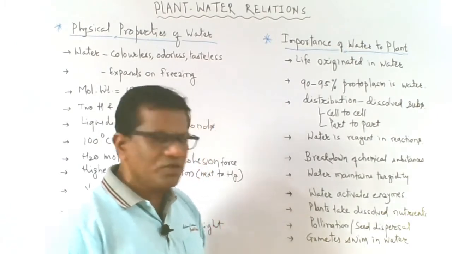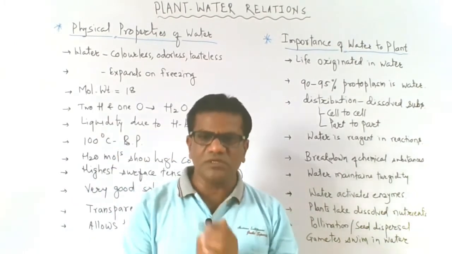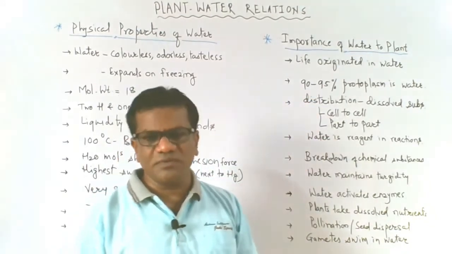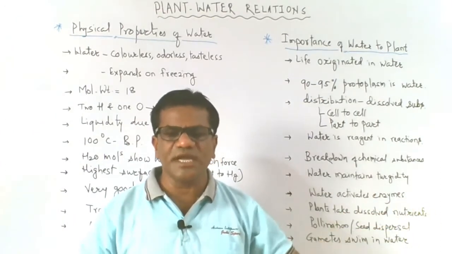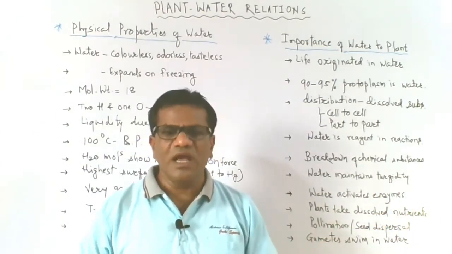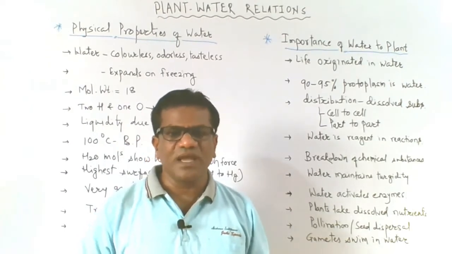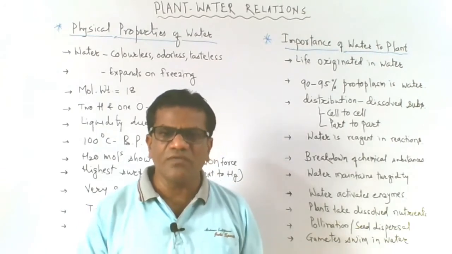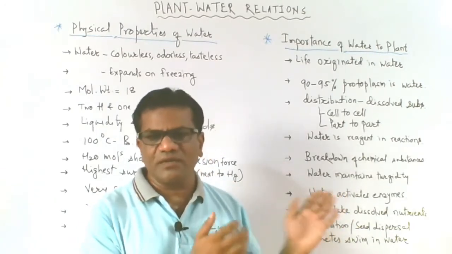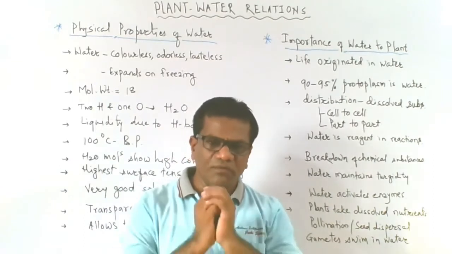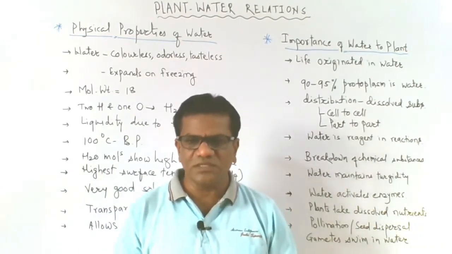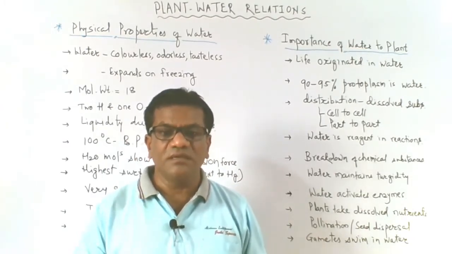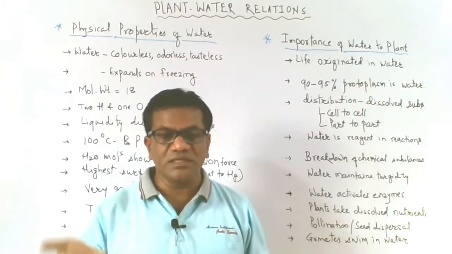Plants take dissolved nutrients. At the time of absorption also, we have talked about distribution. Whatever material is needed by plants is taken from the soil by the roots, and it is taken in the dissolved form in water. When the minerals are dissolved in water, then and only then can they be taken. We know a lot of potassium, a lot of phosphorus, a lot of nitrogen is present in soil, but it cannot be taken by plants if it is in insoluble forms. It needs to be converted.